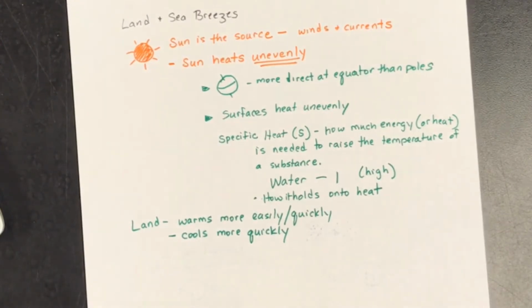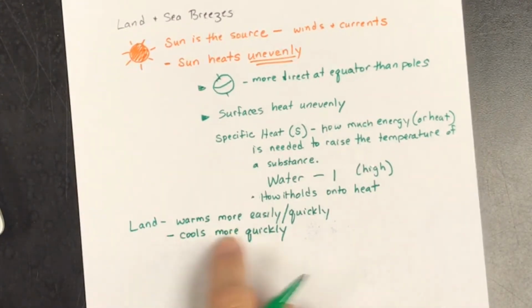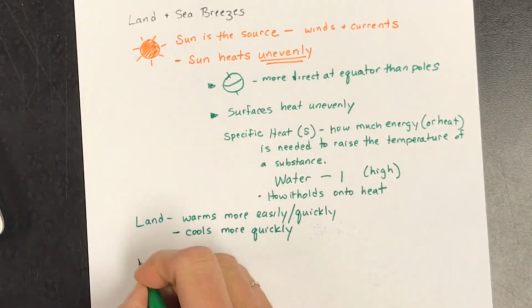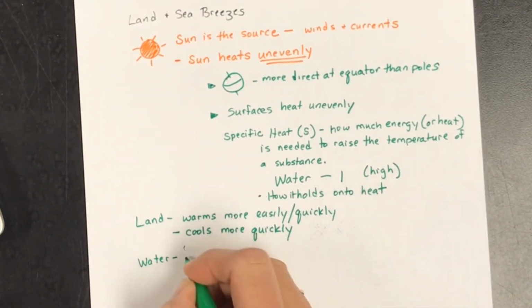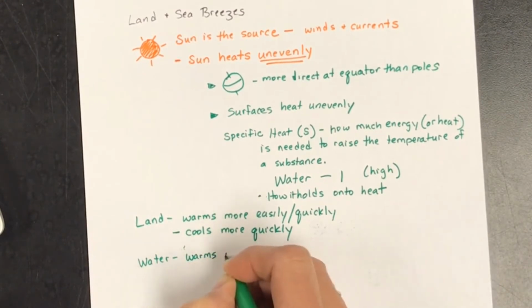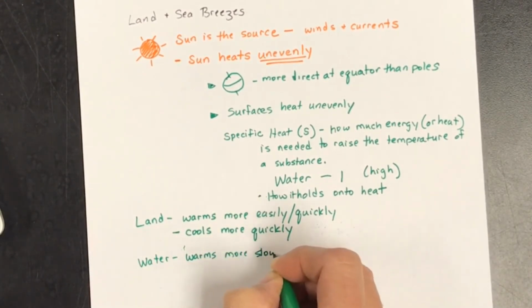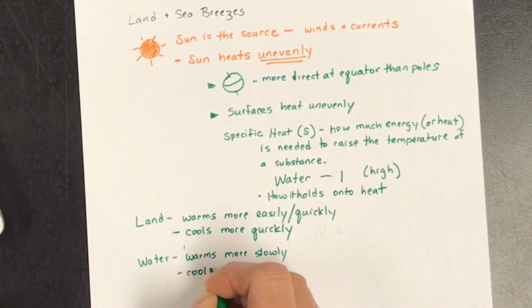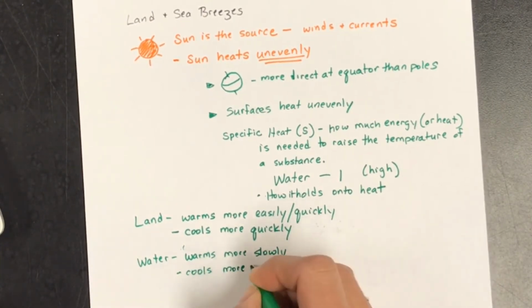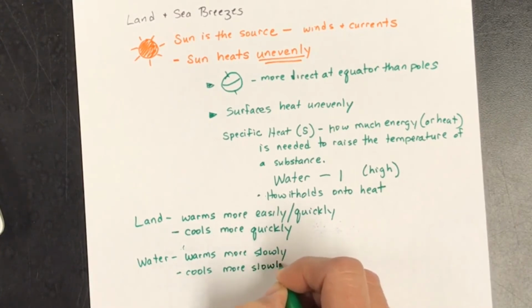That's like if you have a piece of dry toast and it's hot right out of the oven, and you have a piece of greasy pizza and it's also the exact same temperature in the oven, and you pull them both out of the oven, then your dry toast is going to cool off a lot more quickly than that hot greasy pizza. So land, dry things cool more quickly, and then water warms more slowly, but it also cools more slowly. So once it is warmed up, it holds on to that heat.